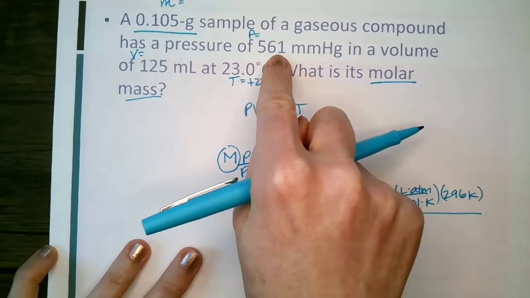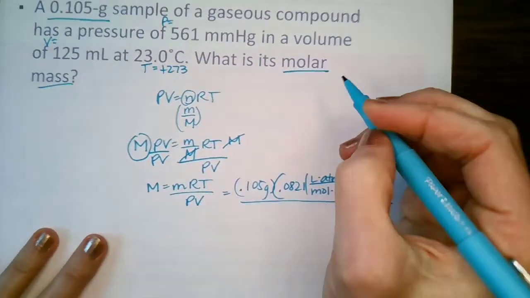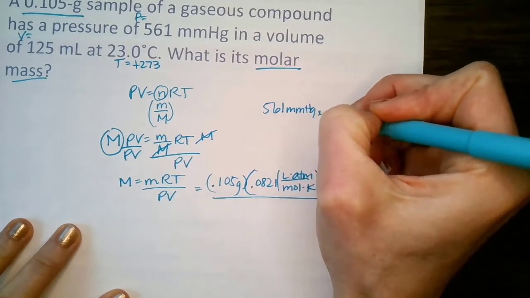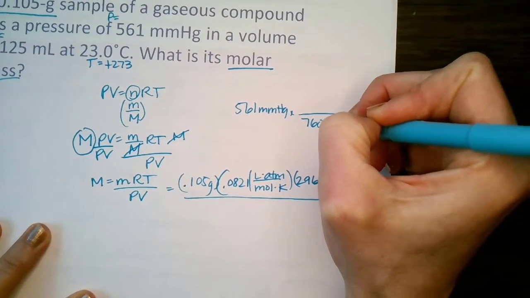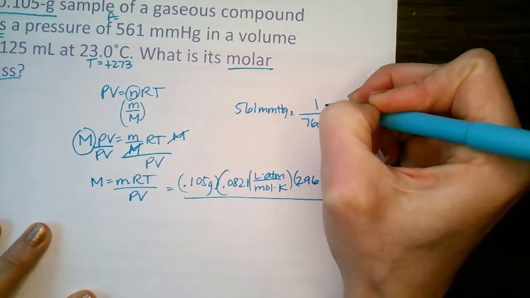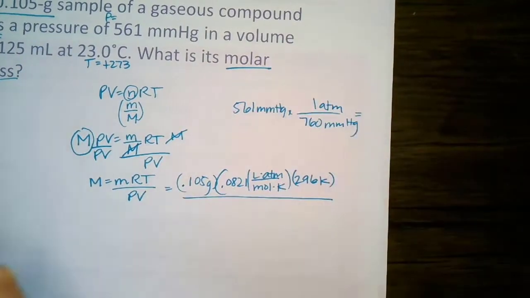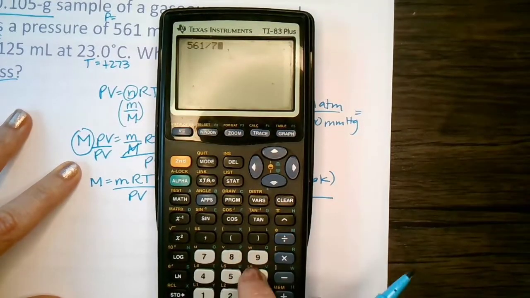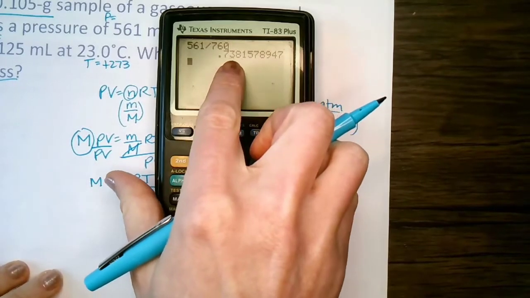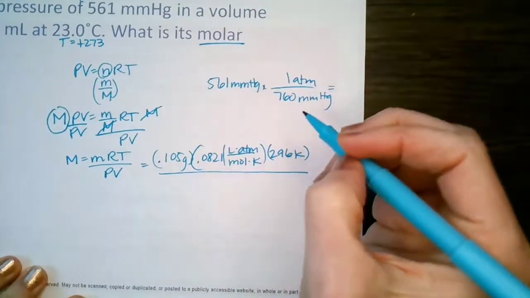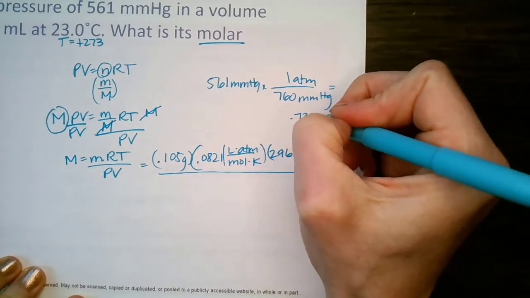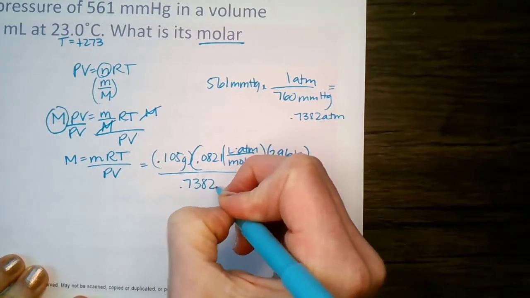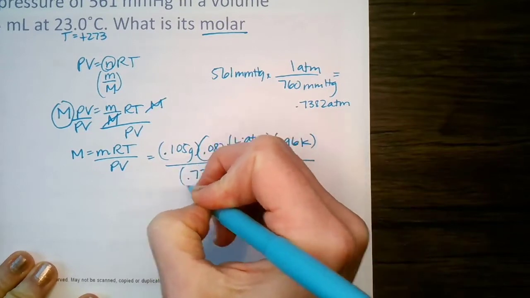divided by. So we need pressure and volume. Pressure is 561 millimeters of mercury. Let's get it into atmospheres. 561 over 760 for 1 atmosphere. So let's do 561 divided by 760, 0.7382 atmospheres.